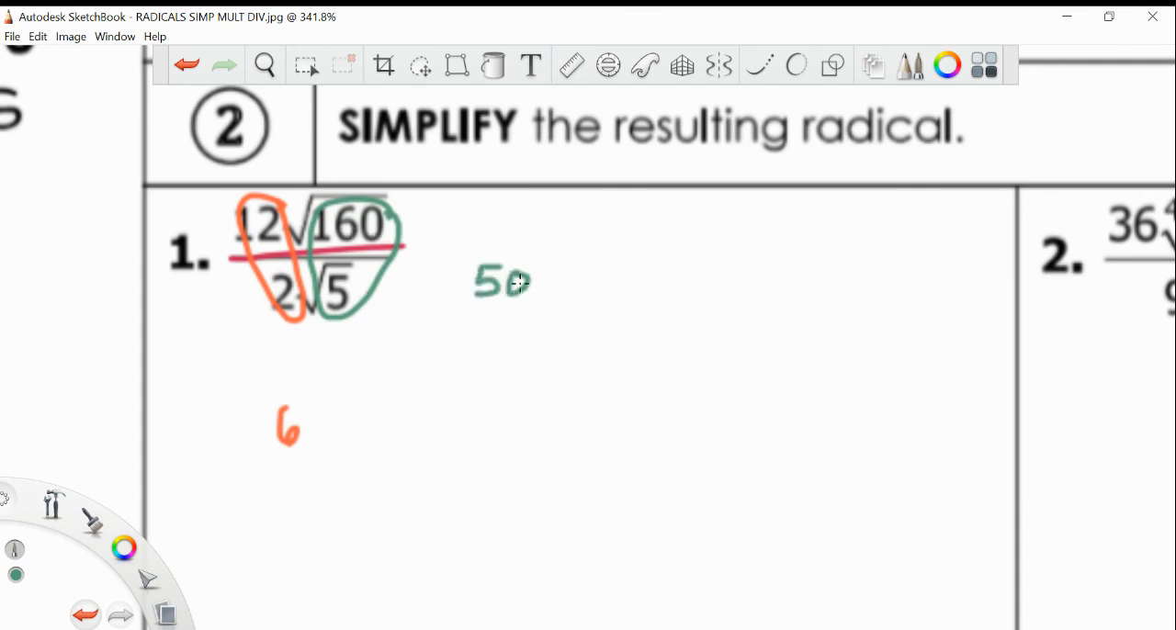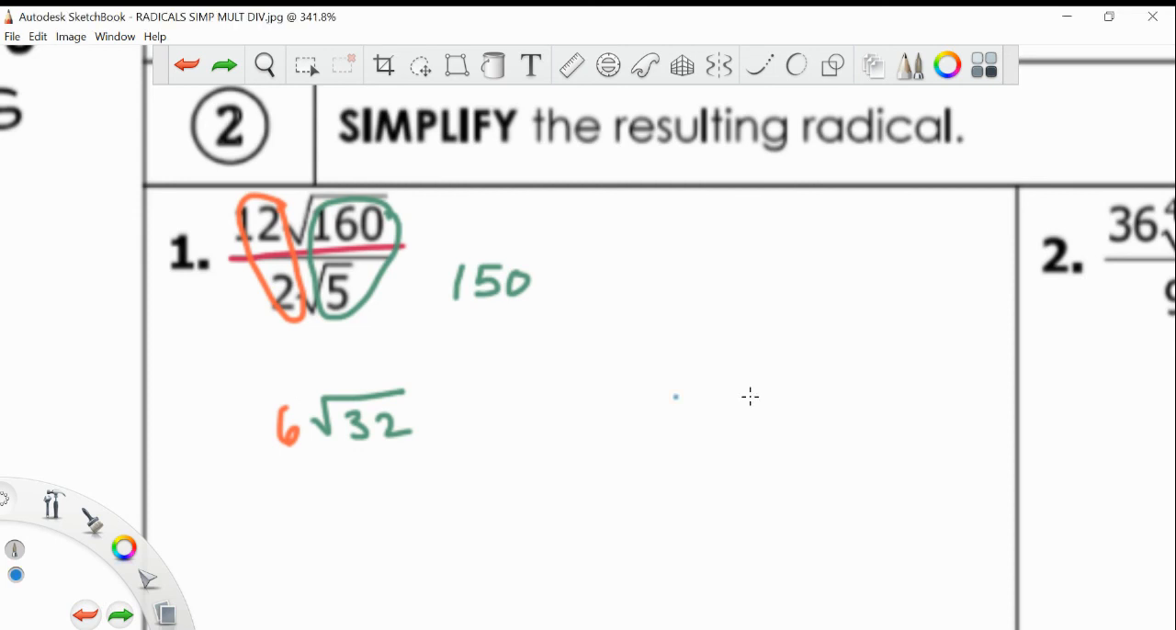know 5 times 10 is 50. And then we can make that 5 times 30, and it would be 150. And then we need 2 more 5s to make it 160. So we need 5 times 32. So that would be the square root of 32. But basically, with the calculator, this is a piece of cake. 12 divided by 2, 6. 160 divided by 5, 32.